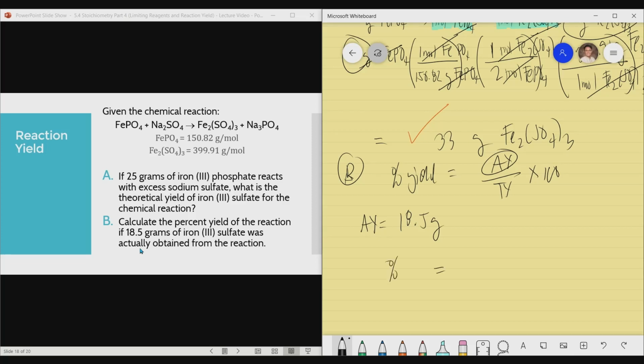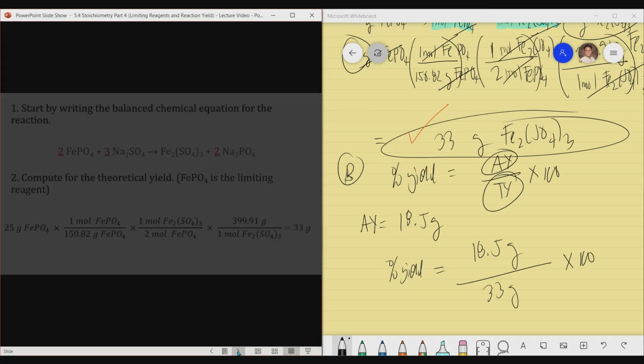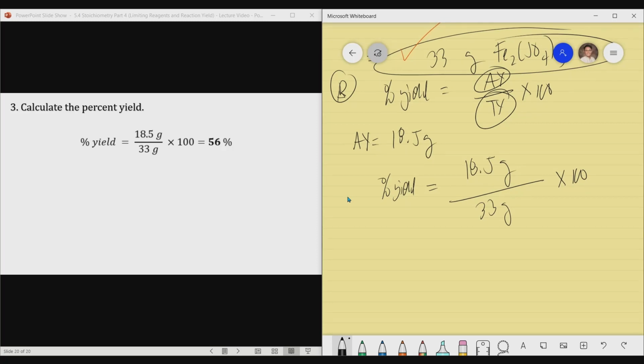So, pwede ko nang lagay dito, percent yield is equal to 18.5 grams. Ano naman tong TY? Yung TY na yan, yung kakasolve mo lang. So, yan yung rason kaya mo ginawa yung letter A. So, 33 grams times 100. Then, input that one to the calculator. So, I have the same solution with that of step 3. So, 18.5 grams all over 33 grams times 100, I have 56%. So, this is your percent yield.